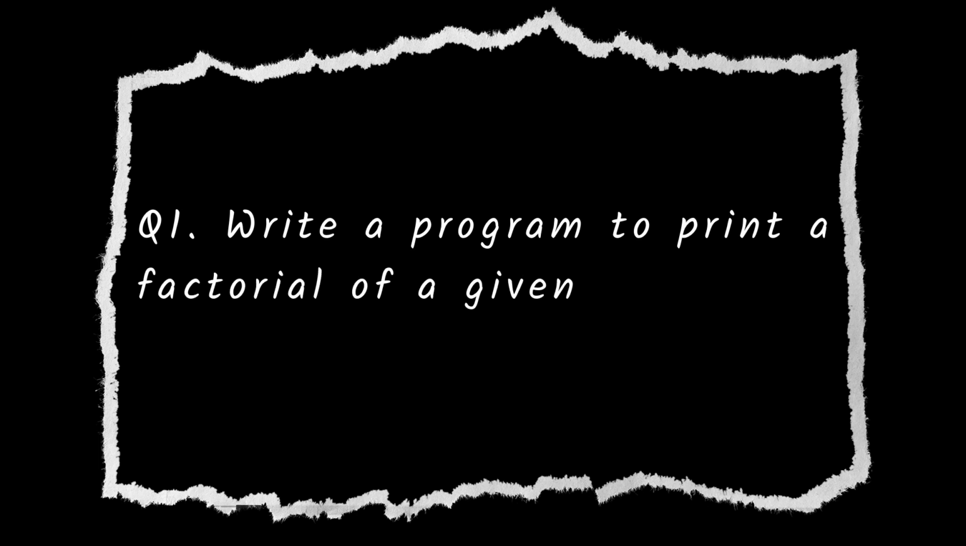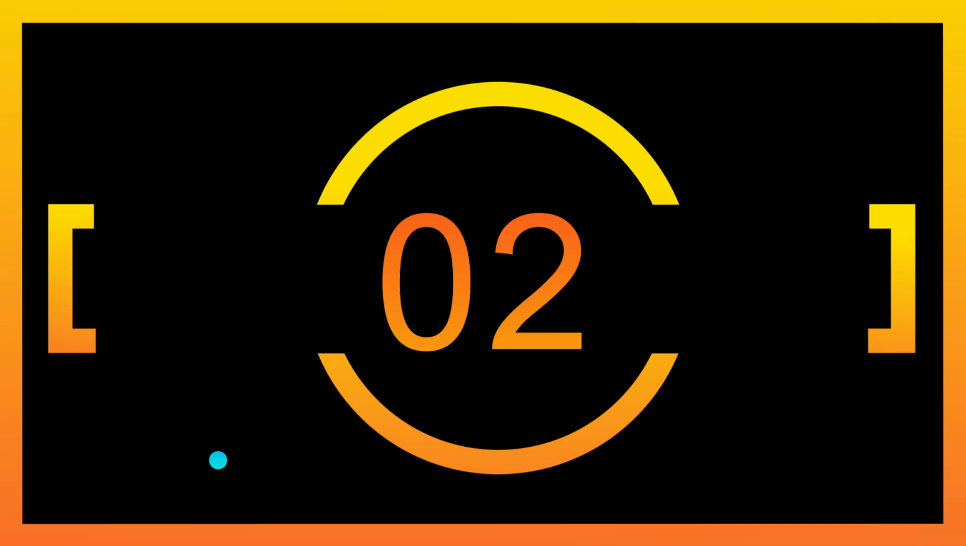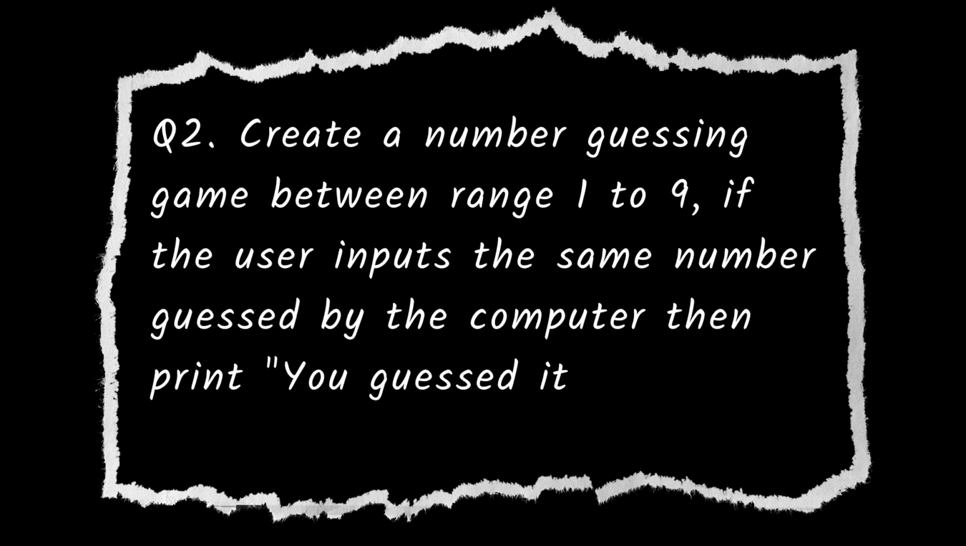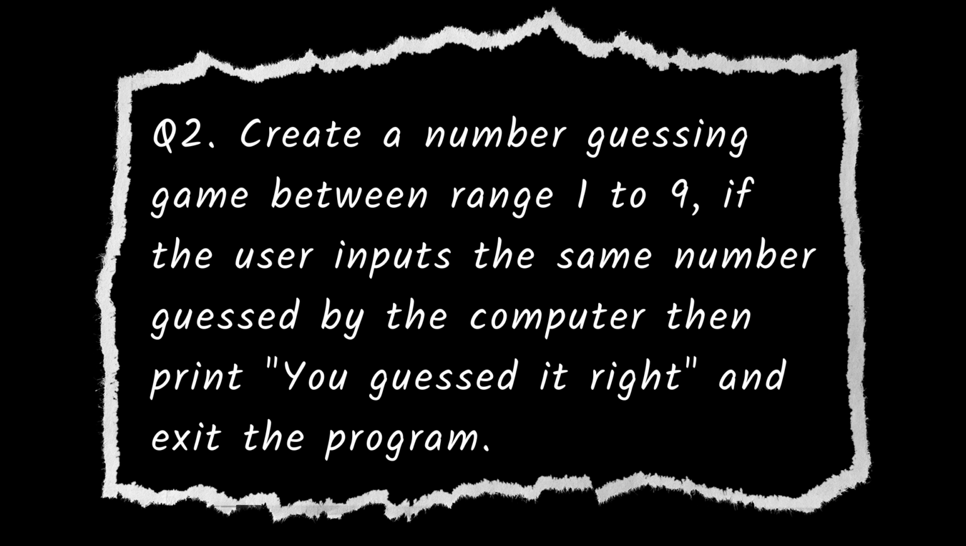The first question is, write a program to print factorial of a given number. The second question is, create a number guessing game between range 1 to 9. If the user inputs the same number guessed by the computer, then print you guessed it right and exit the program.